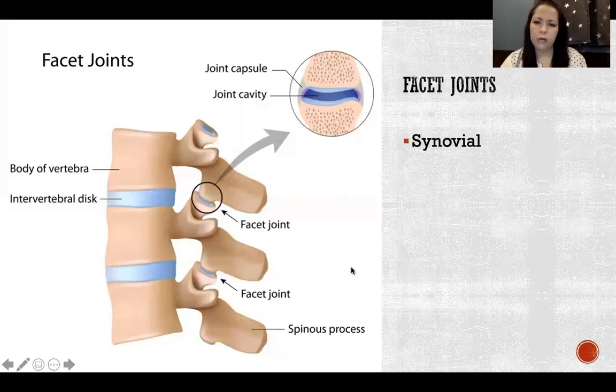Okay, facet joints, those are synovial joints, and we have many of them.